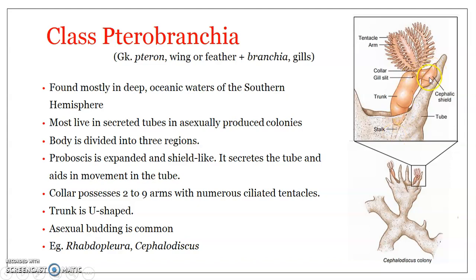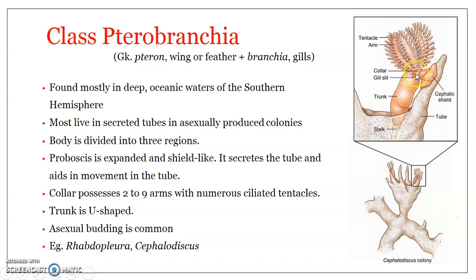Okay, the proboscis is expanded and shield-like. Here it is referred to as a cephalic shield, and it secretes the tube, and it aids in movement inside the tube. So it is very unique in the case of Pterobranchia.